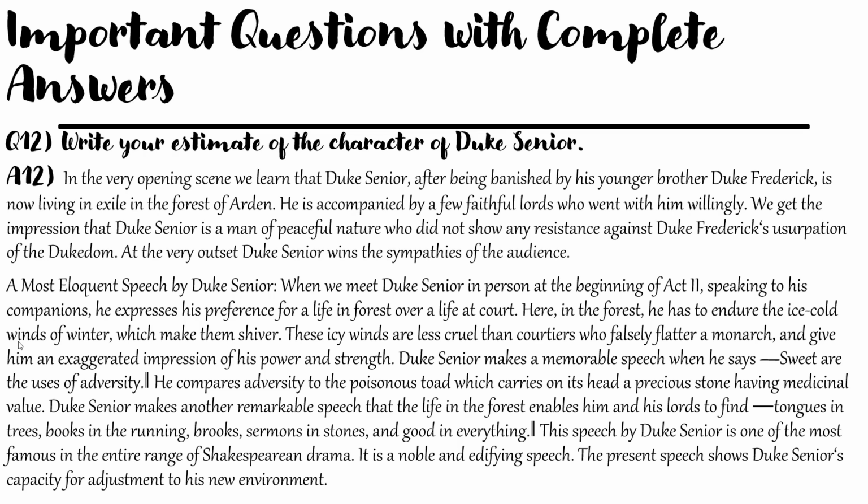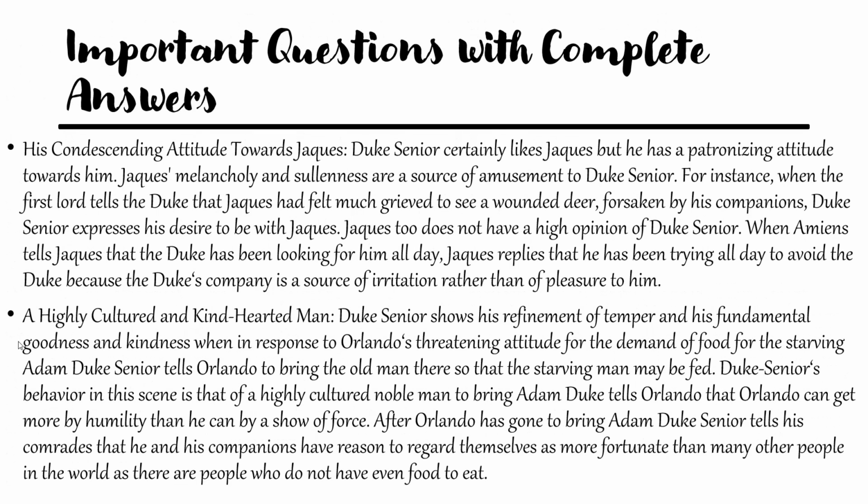The entire conversation is narrated over here by Shakespeare. And in the next paragraph, we have his condescending attitude towards Jaques, when he says that you don't have to kill a deer for your dinner. That's been written over here. If you find something difficult over here, you can just go down to the summary of Act 2 and narrate that entire part over here. Then we have talked about a highly cultured and kind-hearted man.